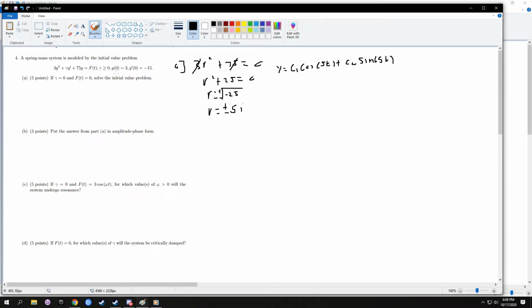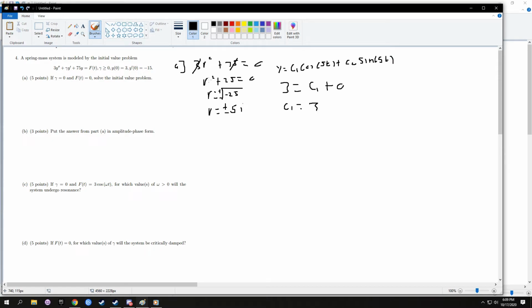Now I'm given the initial condition, so y of 0 equals 3. So what's cosine of 0? That's going to be 1, so I plug in 0. It doesn't matter what it's multiplied by, it's going to be C1 times 1, so it's C1. And the sine of 0 is 0, so I have plus 0. Very easy. C1 equals 3. The answer's right there.